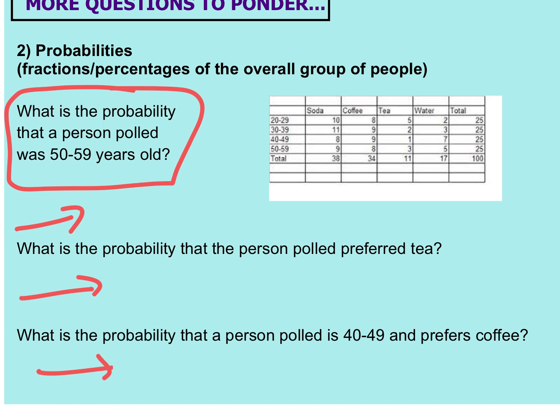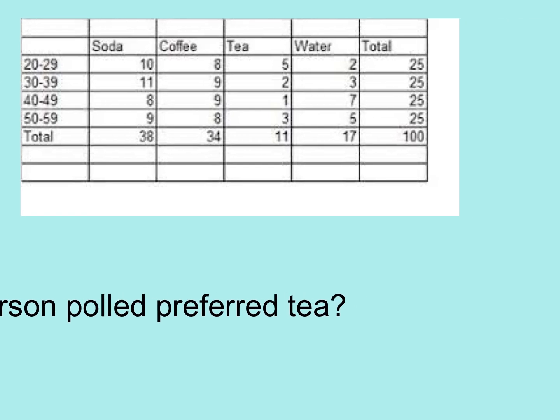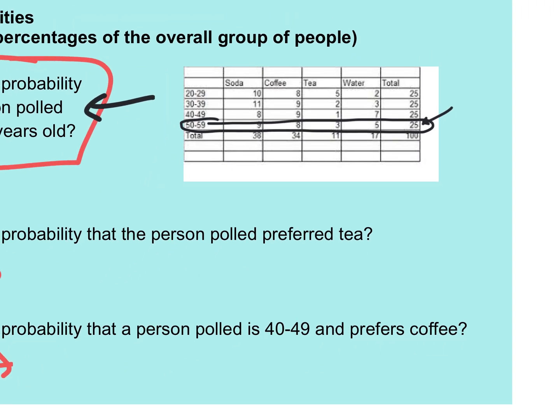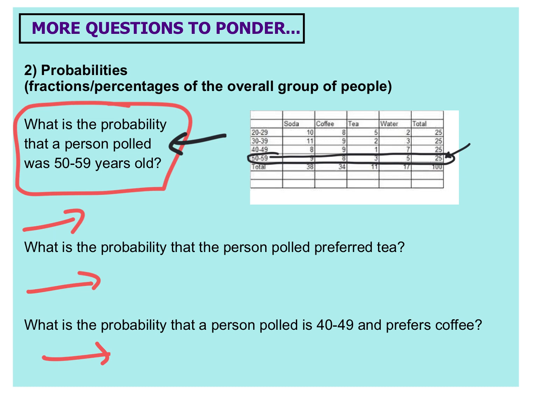Okay, we're back. What's the probability that a person polled was 50 to 59? Well, first I'm going to go find the 50 to 59-year-old area. It's all of this. If you want all of the people, no matter whether they like soda or coffee or tea or water, it's 25 people. So what's the probability that a person polled was in their 50s? Out of everybody they talked to, what you want is these 25 right here, out of what's possible, which is 100 people you could have polled. This reduces, of course, to 1/4 or 0.25.